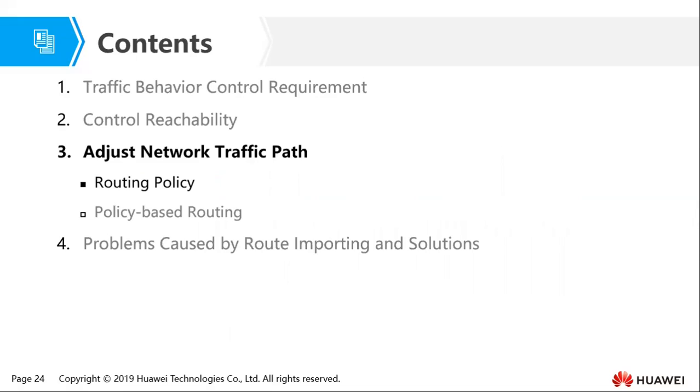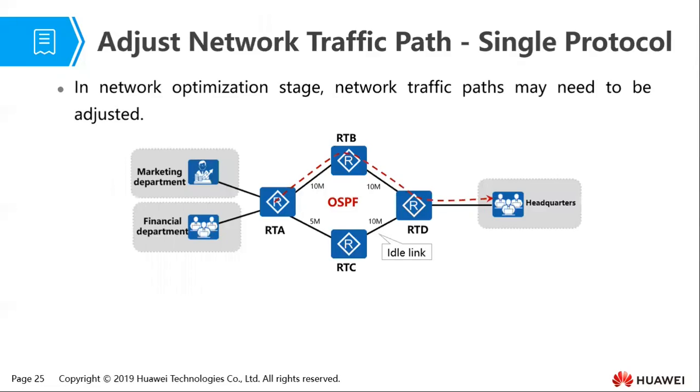So now let's look at how to adjust network traffic path. Here we can use what we call routing policy, or what we call policy-based routing. Very interesting terms here, routing policy and policy-based routing. They can be confusing. Now, in the network optimization stage, network traffic paths may need to be adjusted.